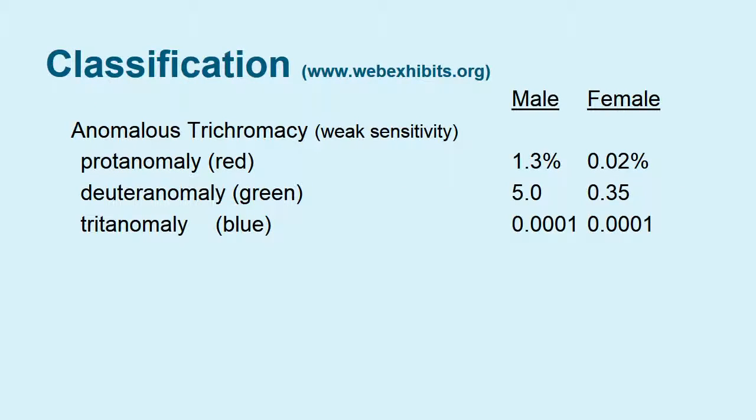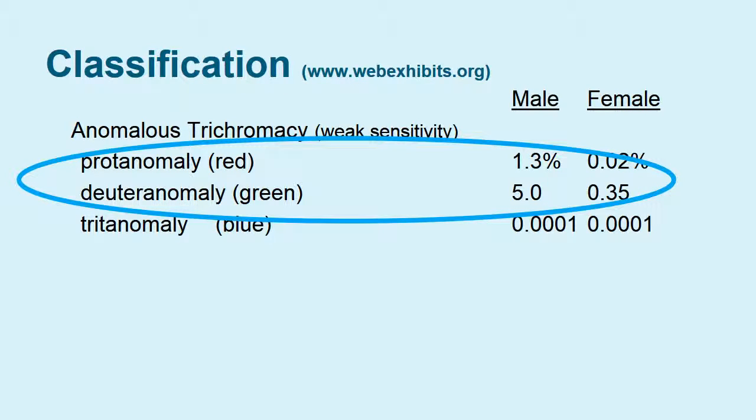Now, if we're dealing with inherited color blindness, the most common is what's called anomalous trichromacy. And here what happens is the color pigment in the cones of the eyes gets shifted. Its sensitivity gets shifted. So the red is not as red. The green is not as green. So this is the most common problem, which accounts for a little over 6% of folks.